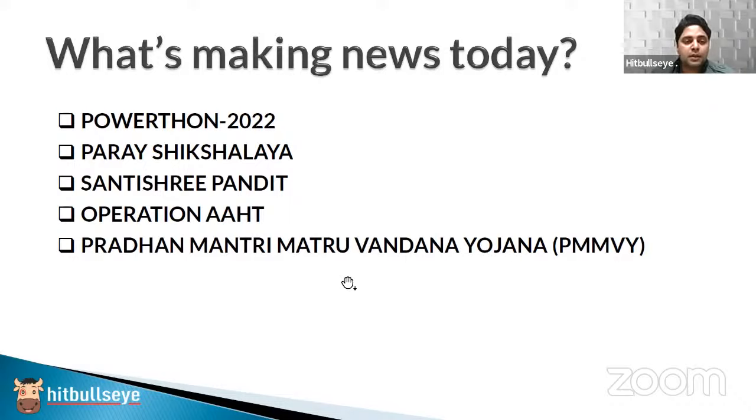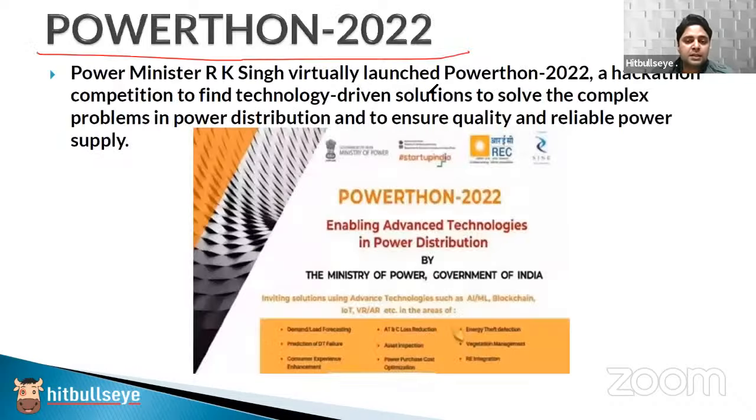Starting with the first one, which is Powerthon 2022. So it is a hackathon exercise. So hackathon means, if I tell you in simple language, it is an ethical hacking workshop. So what is ethical hacking? It is hacking. So somebody is hacking into a system or a particular software, and the government is allowing that to happen. Why? Because the government is paying you to hack.